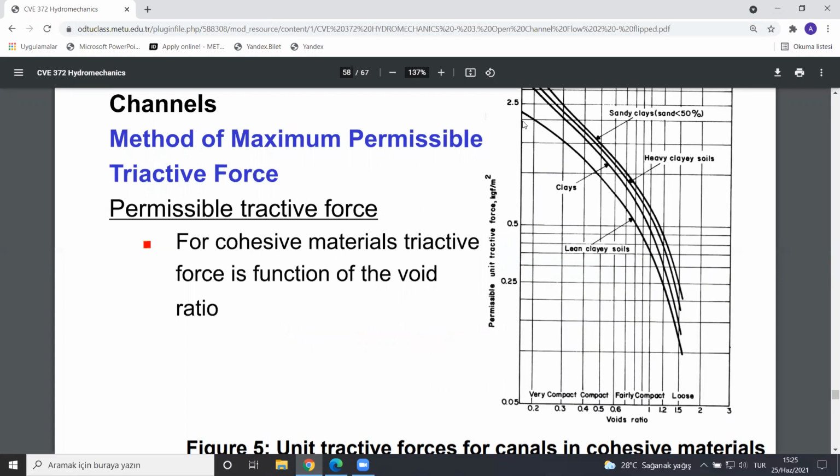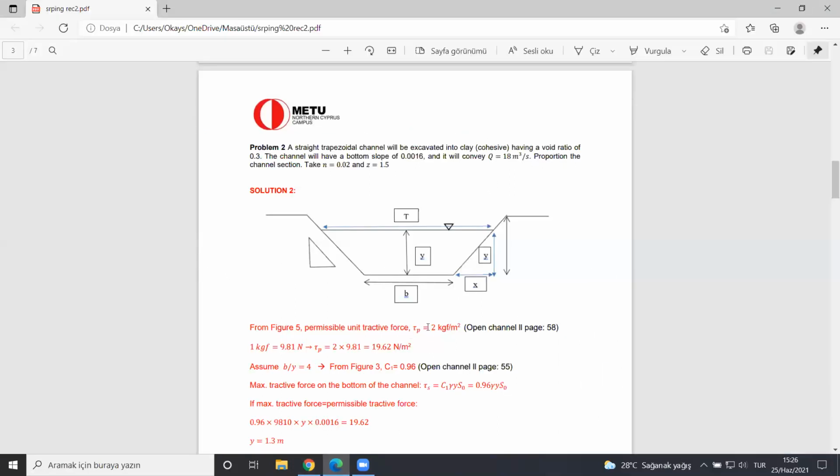Here you can see it is 2, but be careful about the unit. The unit is kilogram force per meter square. So I just wrote it here, 2 kilogram force per meter square, but I want to convert it into newtons. 1 kilogram force is 9.81 newtons. Therefore, if I multiply this 2 with 9.81, I will get 19.62 newton per meter square.